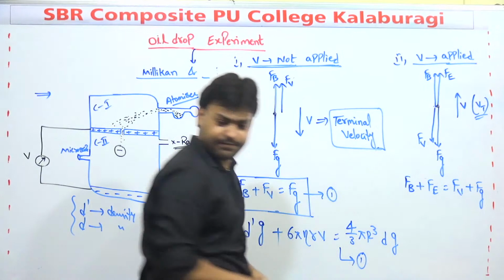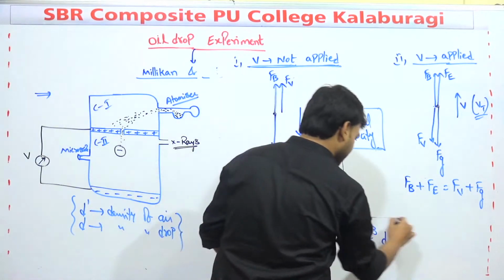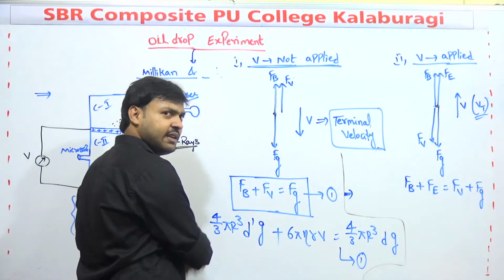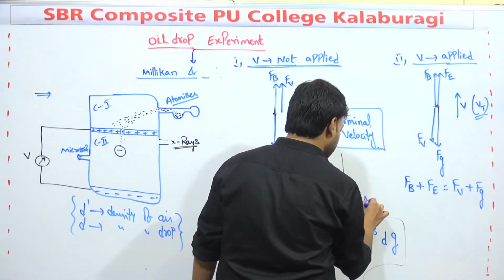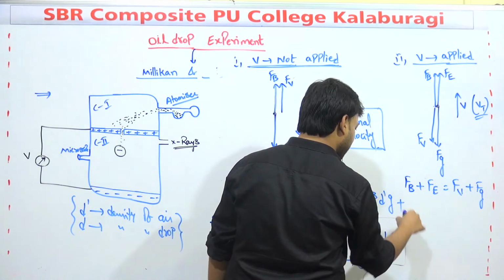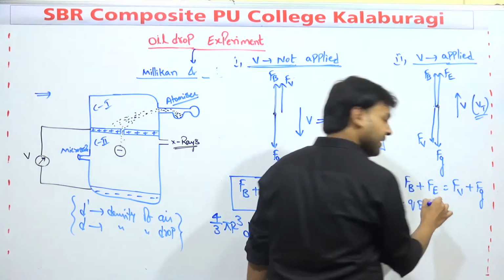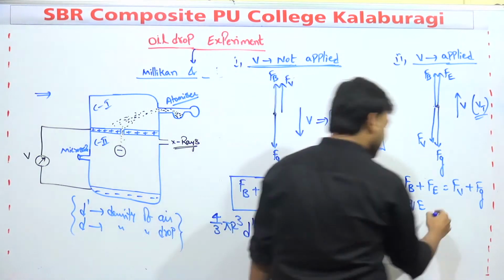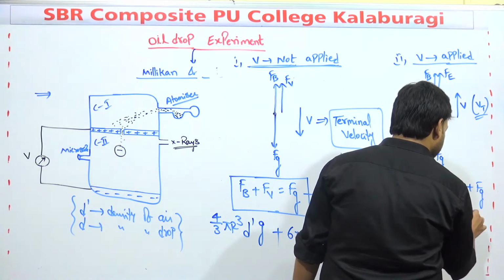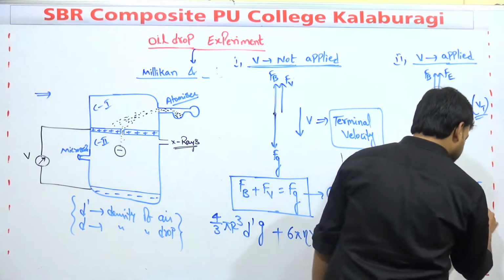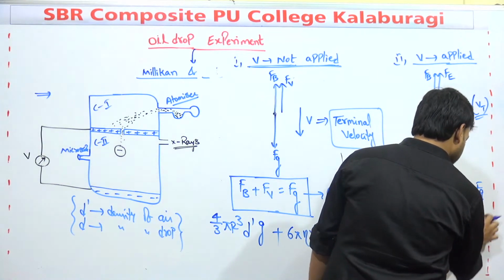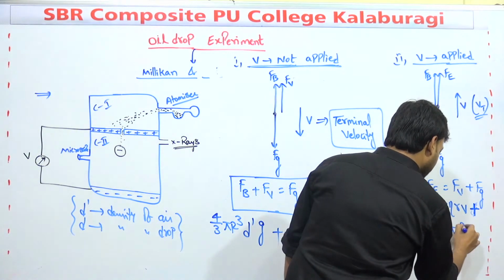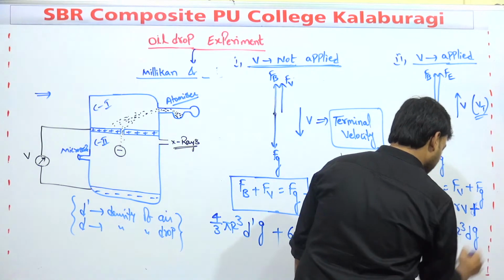So write the equation. Buoyancy force is the same: 4/3 πr³d′g plus the electrostatic force QE, the magnitude, don't worry about that. This equals the viscous force 6πηrv, plus what is the other thing? Plus 4/3 πr³dg. So this is the equation.